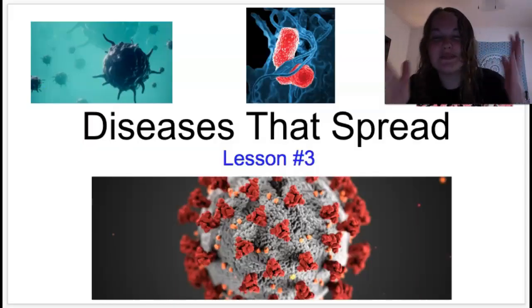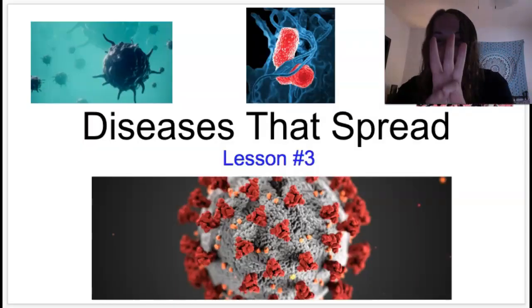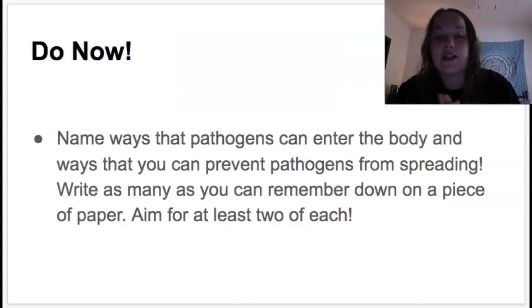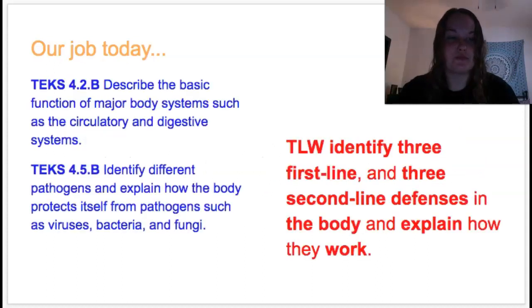Okay, so diseases that spread, lesson number 3. Alright, so to do right now on a piece of paper, name ways that pathogens can enter the body and ways that you can prevent pathogens from spreading. Write as many as you can remember on a piece of paper. Aim for at least 2, and you can pause the video if you need to, but I'm going to keep going, okay?